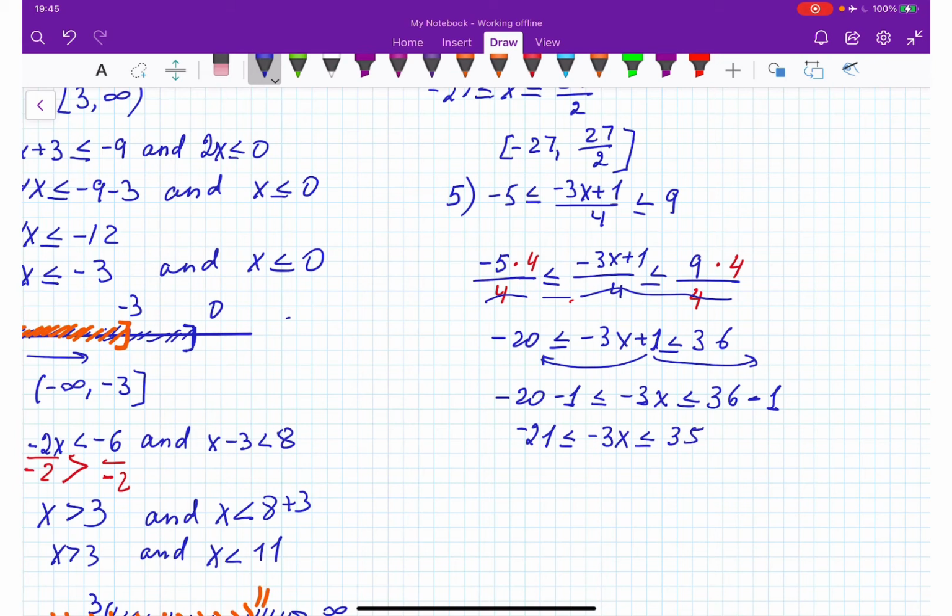Okay, now let's divide by negative 3. Divide by negative 3. Because we are dividing by a negative sign, we are going to flip both signs here. They become greater than or equal to. So we get positive 7 greater than or equal to x, greater than or equal to negative 35 over 3.